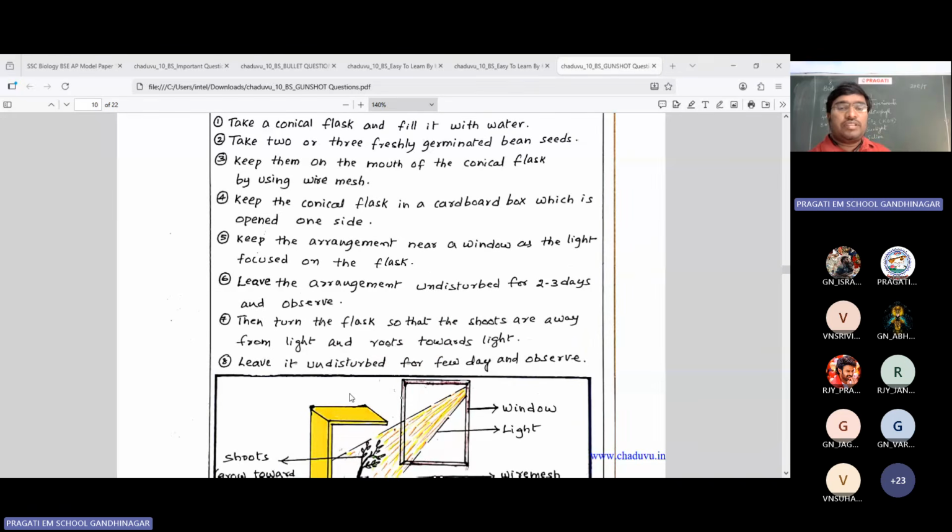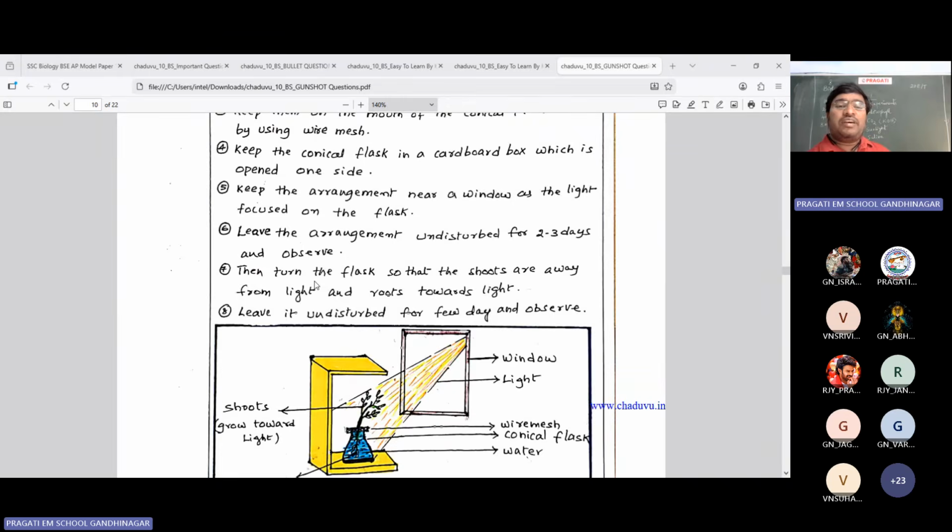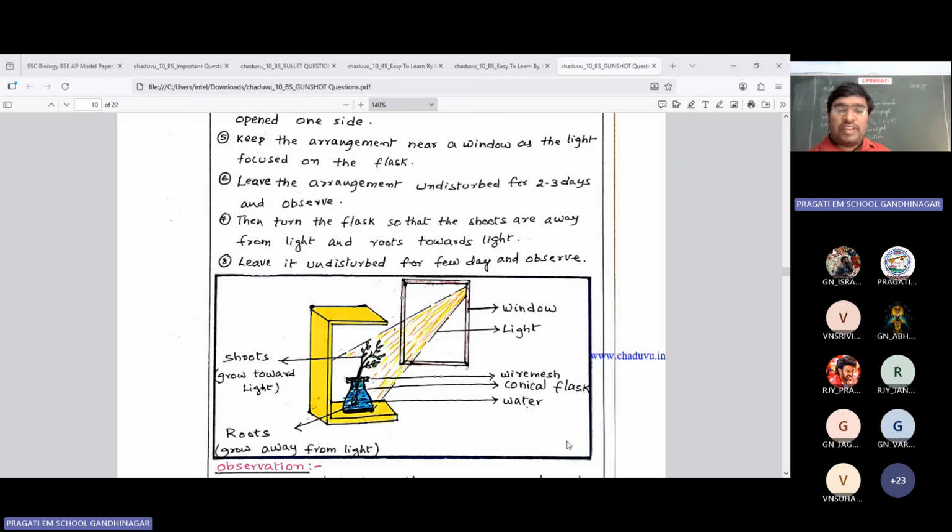Children, this is very important. After the arrangement, look at the diagram, children. This is the way I am representing the diagram here, and this is the way you should represent it. After the arrangement, place it near the window so that the light falls on the flask. Then leave the arrangement undisturbed for 2 to 3 days and observe.